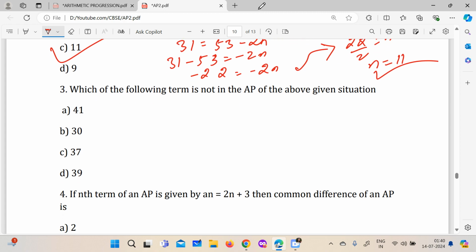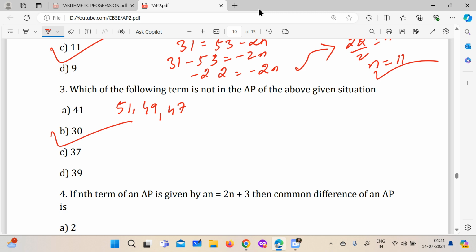Which of the following terms is not in the AP of the given situation? This AP started with 51, and then the difference is minus 2, so it will be 49, 47. So you observe every time you have an odd number, it means all the odd numbers can be the term in this AP, but definitely not an even number.